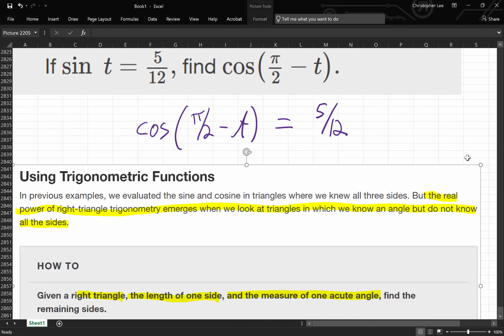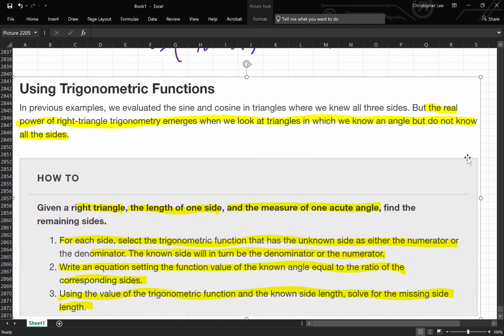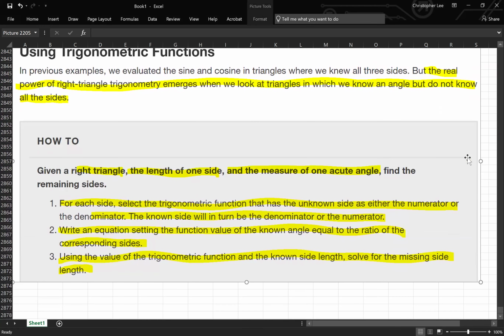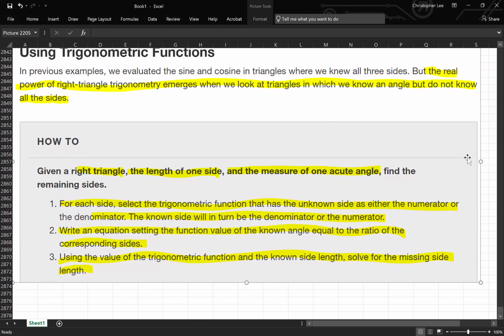So using trigonometric functions. In previous examples, we evaluated a sine, cosine, and tangent where we knew all three sides, but the real power of right triangle trigonometry emerges when we look at triangles in which we know an angle but do not know all sides. Oh, this is genius right here. So given a right triangle, the length of one side and the measure of one acute angle, you want to find the remaining sides. Here's how you do it.